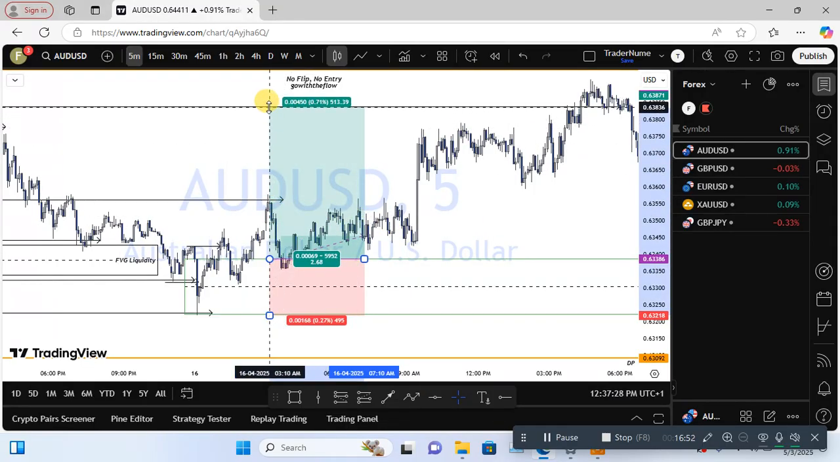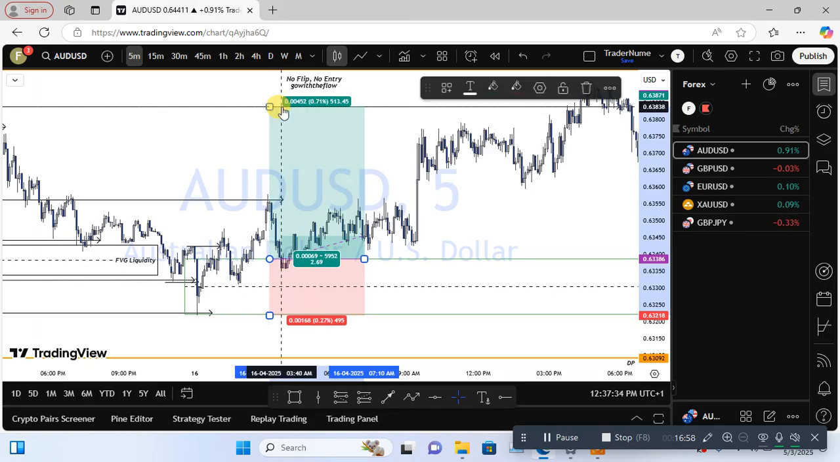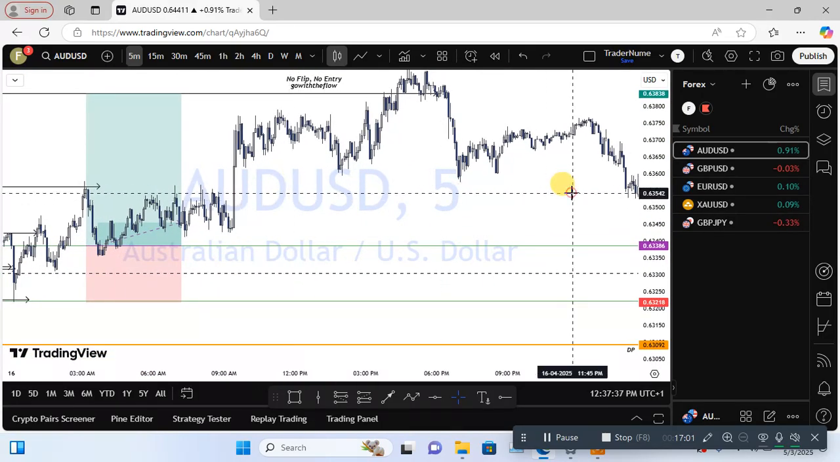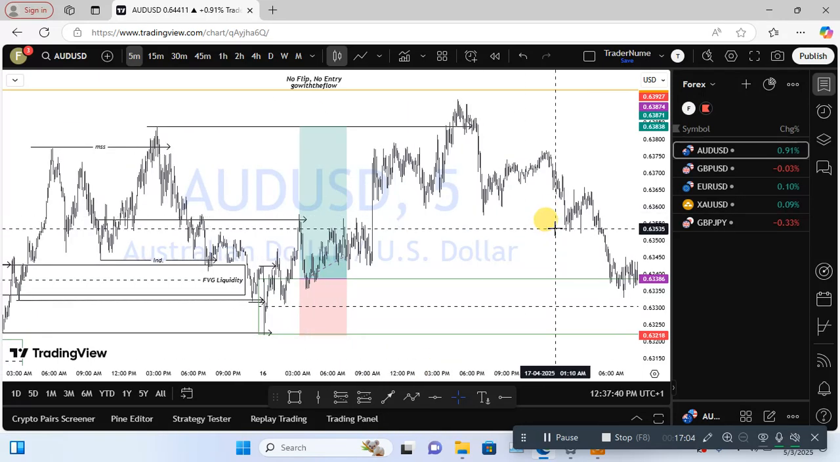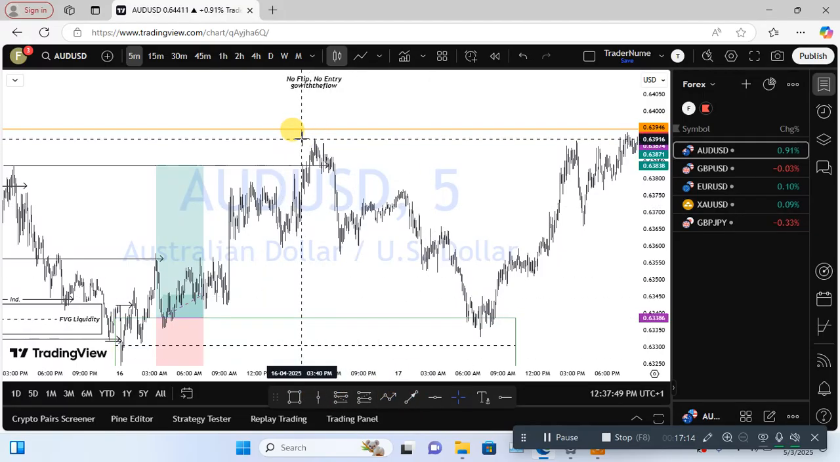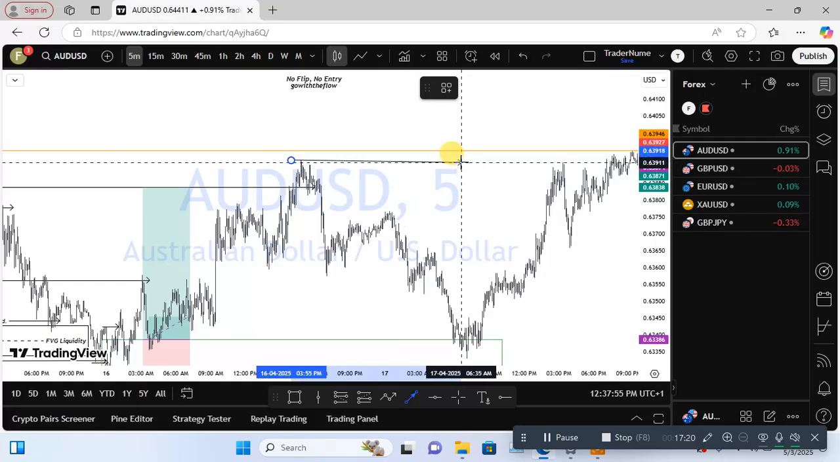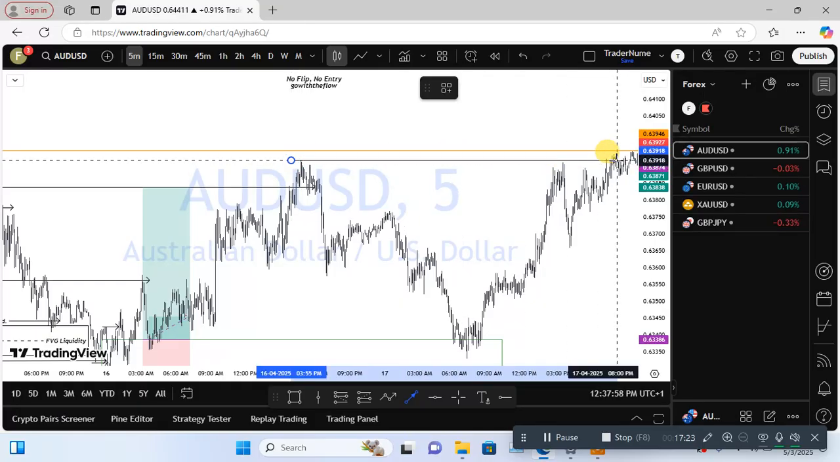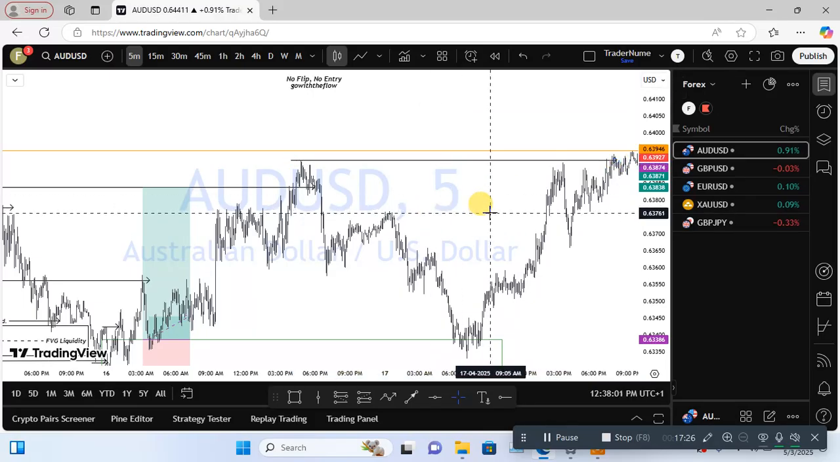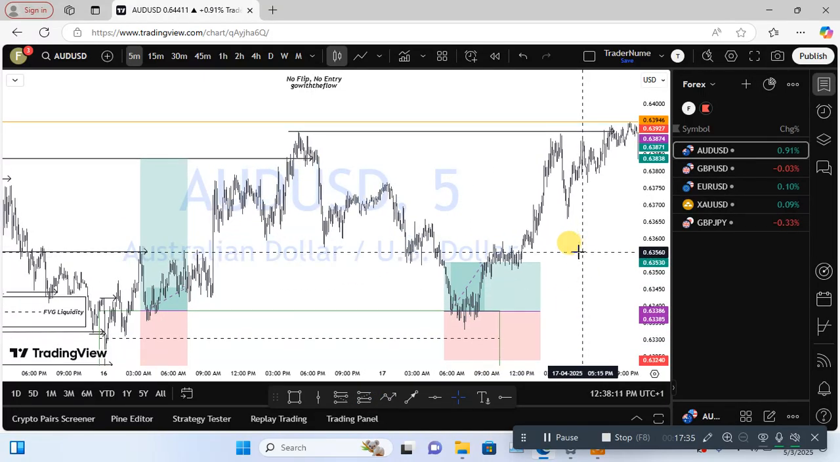Second tap was sweet. This is the second tap. These are all on 5 minutes. So this is the second tap that gave this high. So normally we will be targeting, so this is the break. So that's another break. So normally we'll be targeting the weekly high, because that's supposed to be our target.